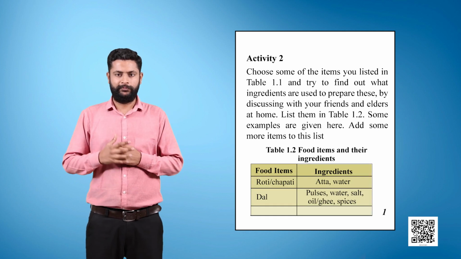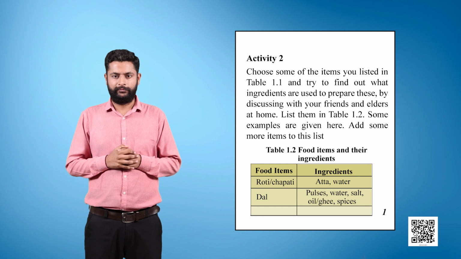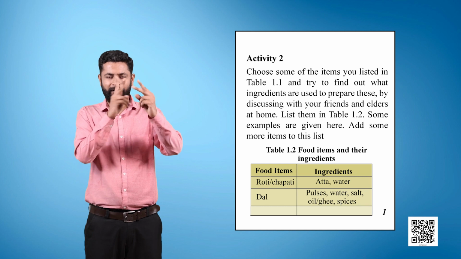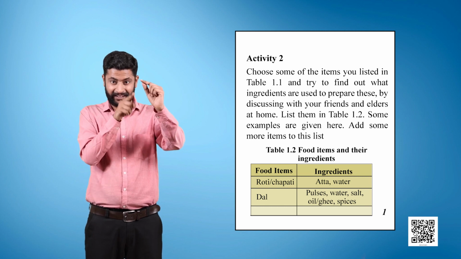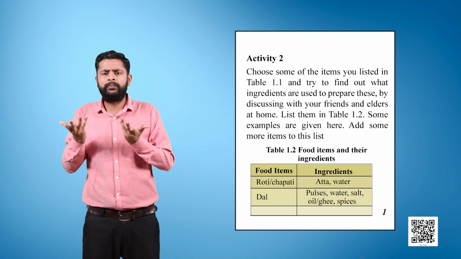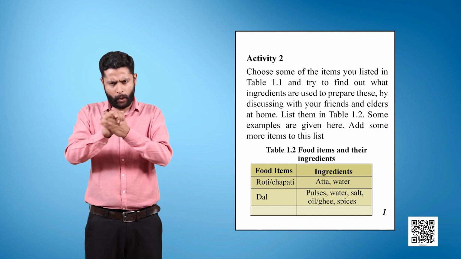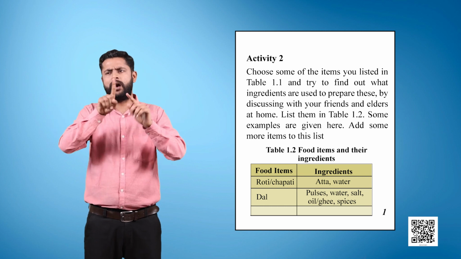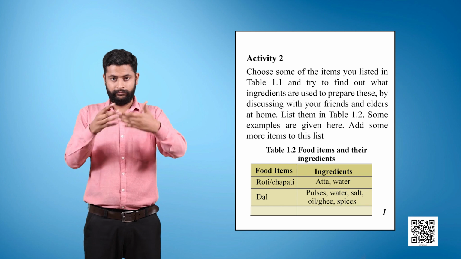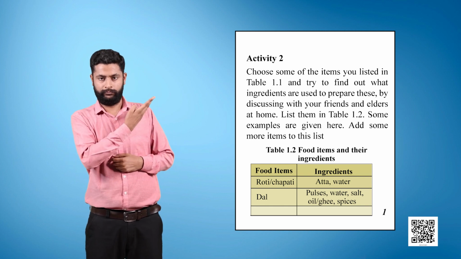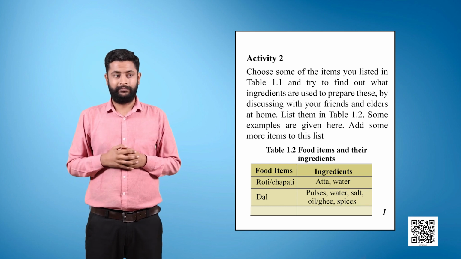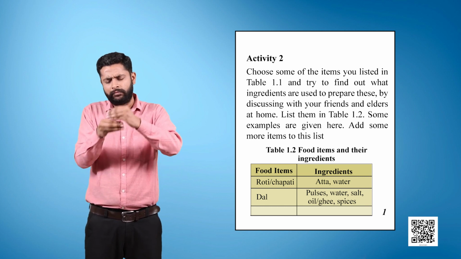Activity 2. Choose some of the items you listed in Table 1.1 and try to find out what ingredients are used to prepare these by discussing with your friends and elders at home. List them in Table 1.2. Some examples are given here. Add some more items to this list.